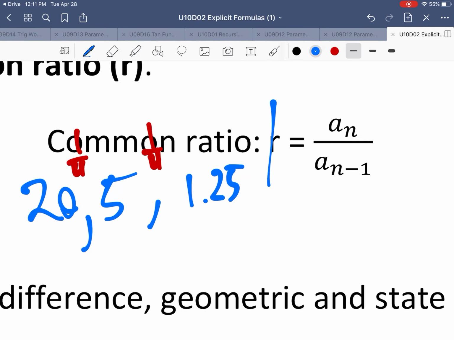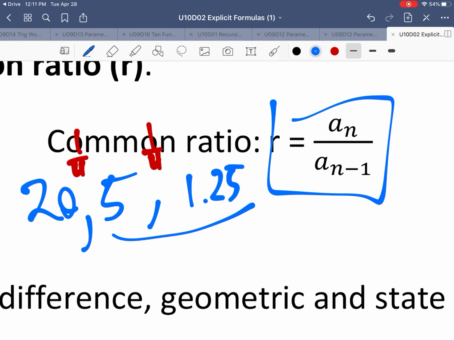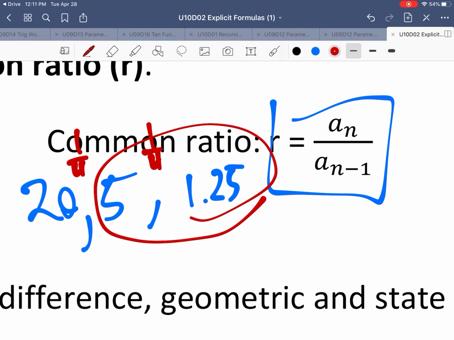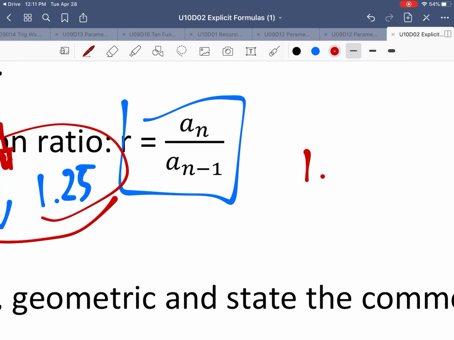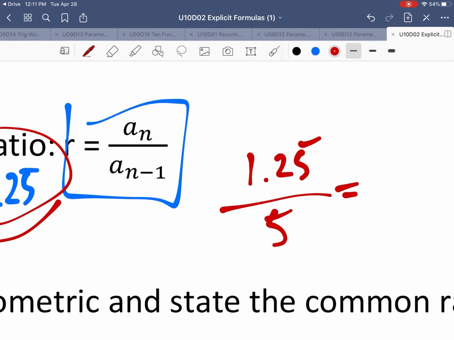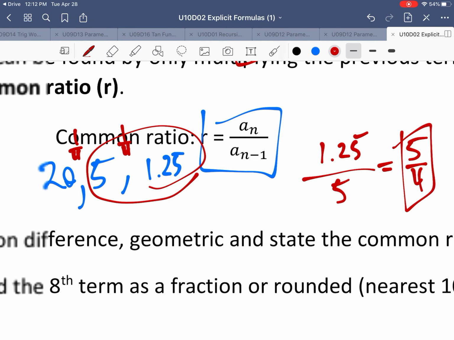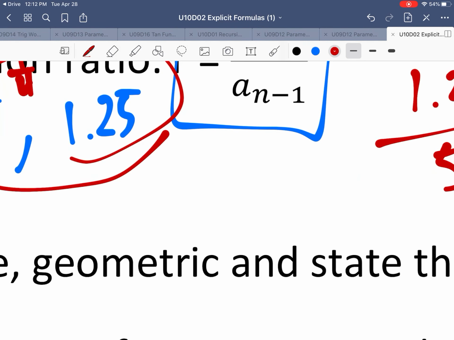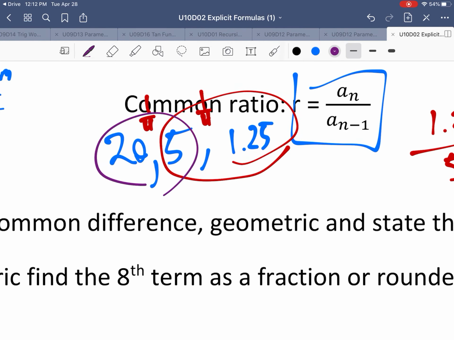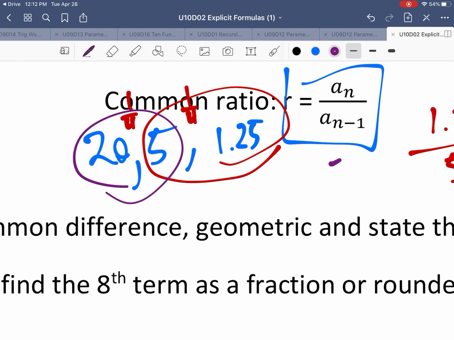So the rule for finding the common ratio is I could take any two numbers and divide them in the order in which I got them. So if I took 1.25, which is the current term, and divide it by 5, the term that comes before it, I'll get 5/4 as a simplified fraction, which means I multiplied by 5/4 to get from 5 to 1.25. The same thing would also happen if I did 20 and 5. So if I do 5 divided by 20, I should get 1/4 when I simplify the fraction.